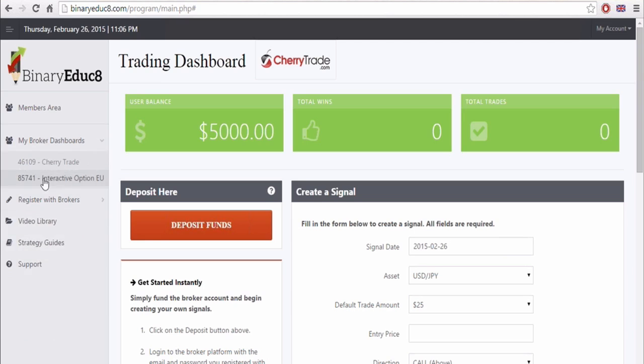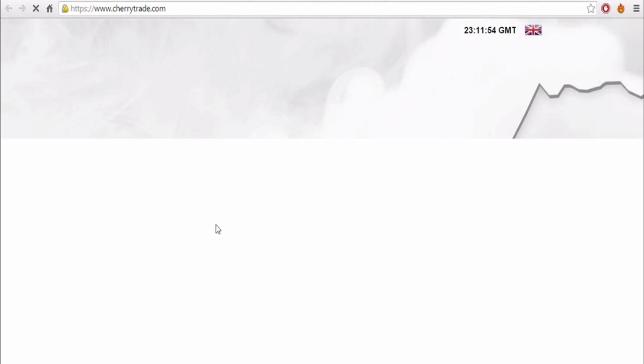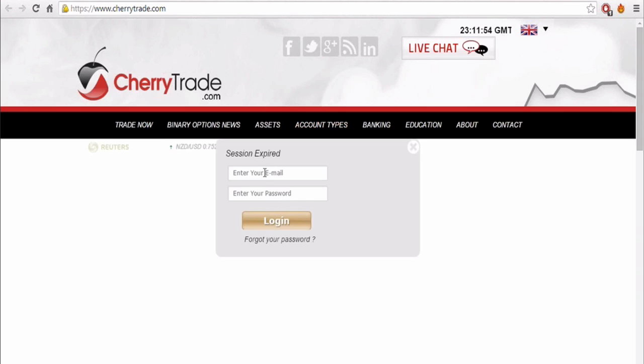If you go within the trader dashboard, here we're looking at my Cherry Trade account, which has $5,000. Once you register, you're registered with the broker. You need to make a deposit so that you can start trading with the auto trader. What you want to do is click on deposit. It will take you to the Cherry Trade site because that's the broker we're talking about. Now you're on the Cherry Trade site, and you're going to want to make a deposit, so you're going to want to log in.